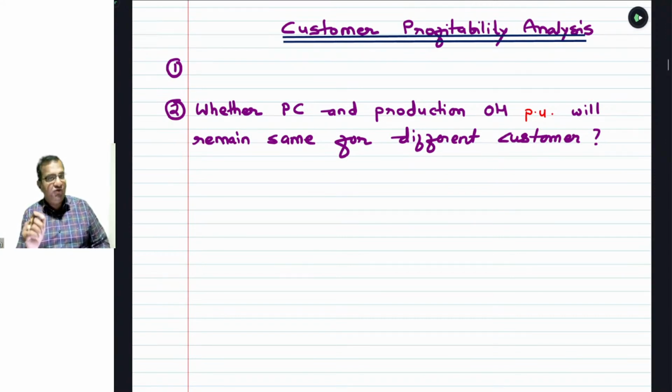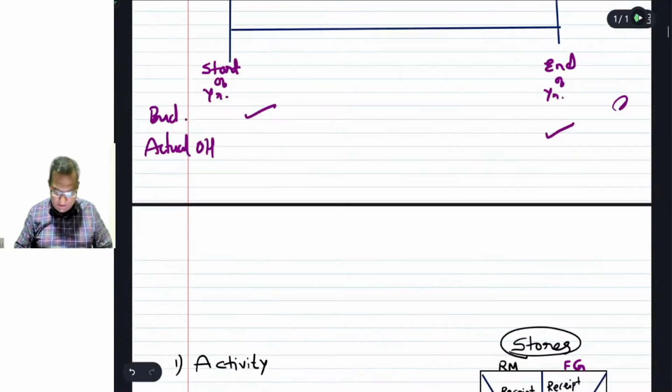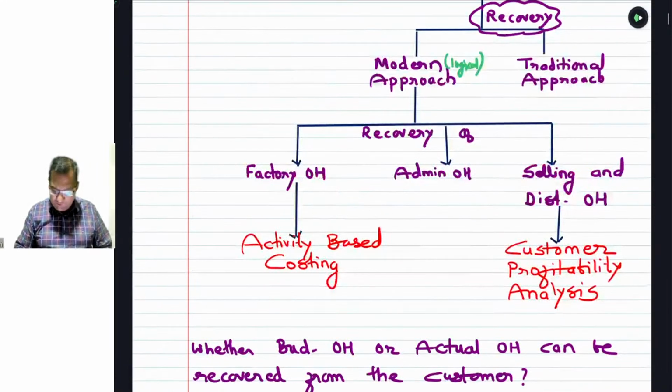Customer profitability statement deals with only and only the logical recovery of selling and distribution overhead. We made a chart also, look at this one, beta. Customer profitability statement deals with the logical recovery of only selling and distribution overhead. For the logical recovery of selling and distribution overhead, we are preparing the customer profitability statement.